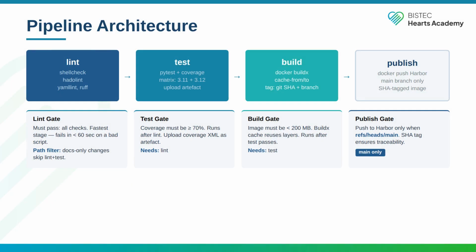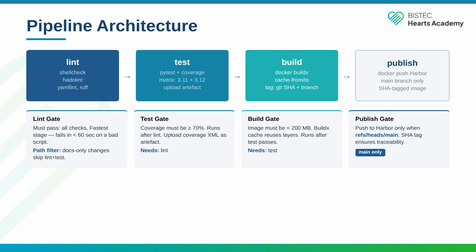The pipeline has 4 stages gated in sequence: lint, then test, then build, then publish. Lint catches style and security issues in under a minute, so the heavy stages don't waste time. Test runs the full pytest suite with coverage. It must reach 70% to pass. Build constructs the Docker image with Docker Buildx and a layer cache mount. Publish pushes the image to the Harbor registry, but only on main.